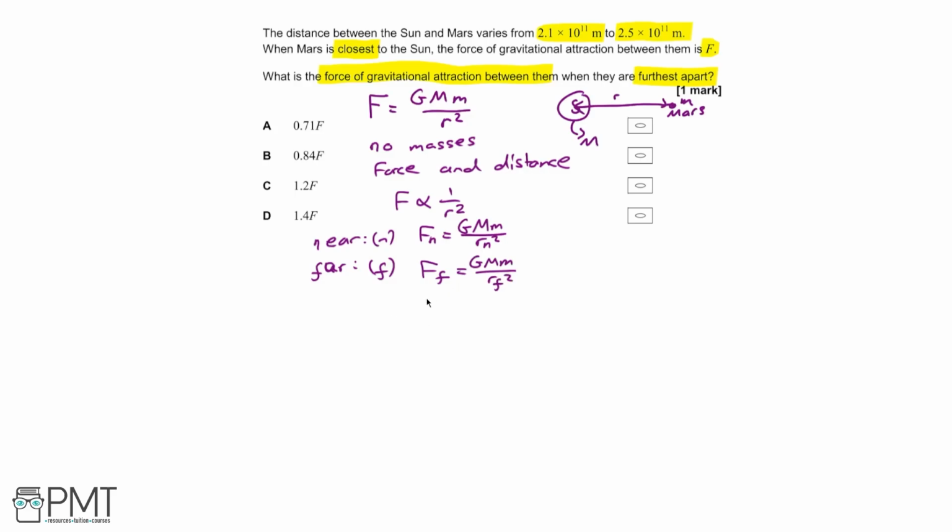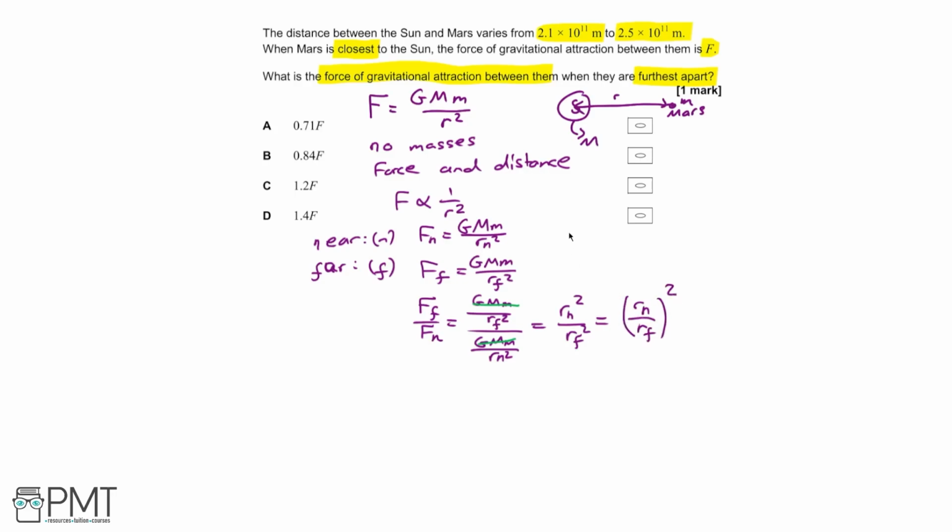So what we can see then is if we do F far divided by F near, then we have G big M times little m divided by Rf all squared, divided by G big M times little m divided by Rn all squared. And what we see is that the G times big M times little m cancel each other out. So we're left with just an equation that looks like Rn squared divided by Rf squared, which, just to simplify slightly, is Rn divided by Rf all squared.